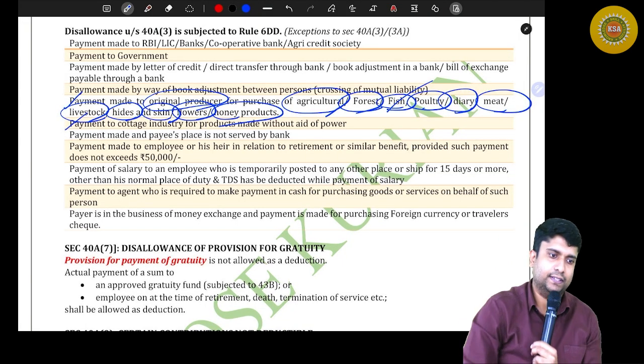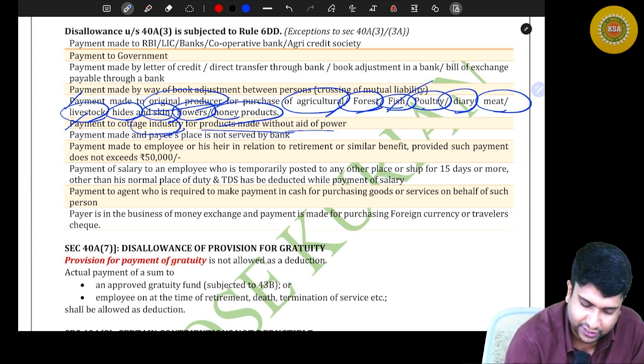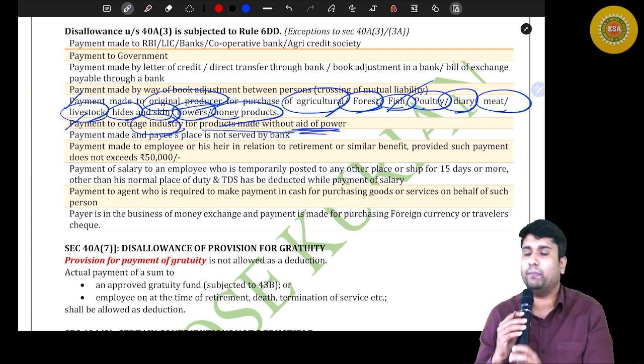Payment made to a cottage industry for the produce made without the aid of power. What do you mean by cottage industry?